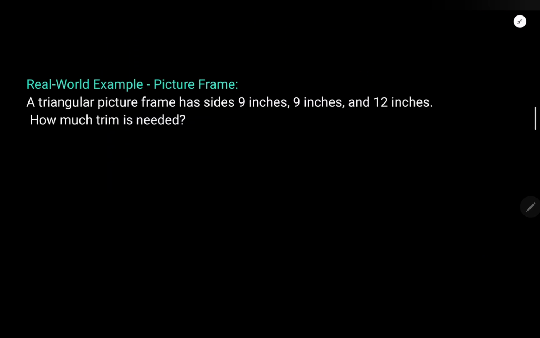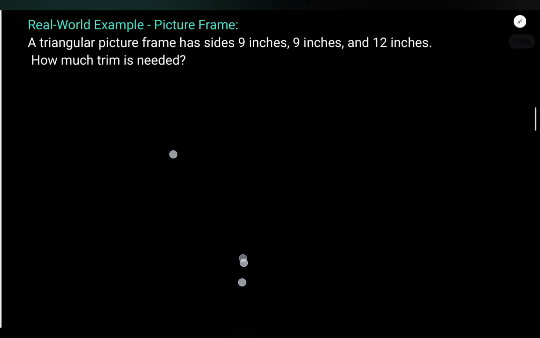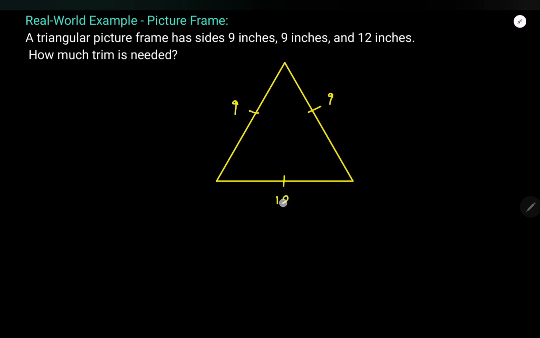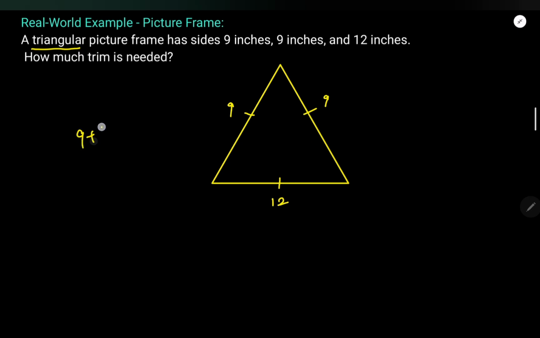Okay. And then after that we have one more example. A triangular picture frame. Now you have a picture frame with sides 9, 9, 12. Suppose this is a picture frame, and this side is 9 inches, this side is 9 inches, this side is 12 inches. How much trim is needed? You just add it, 9 plus 9 plus 12, that is 30 inches.